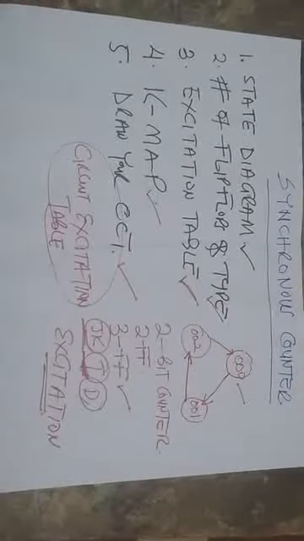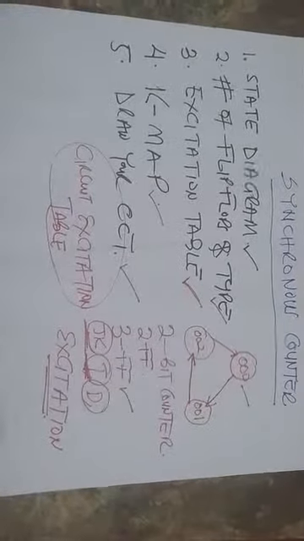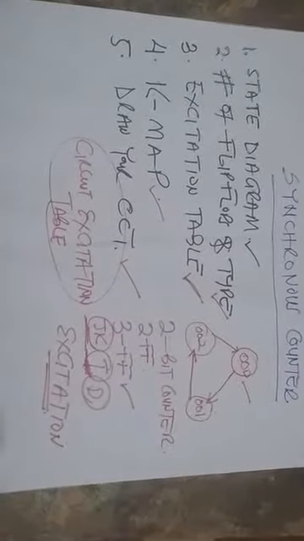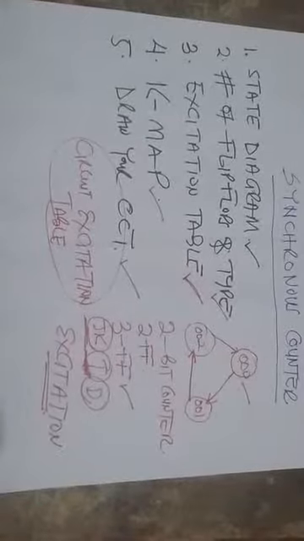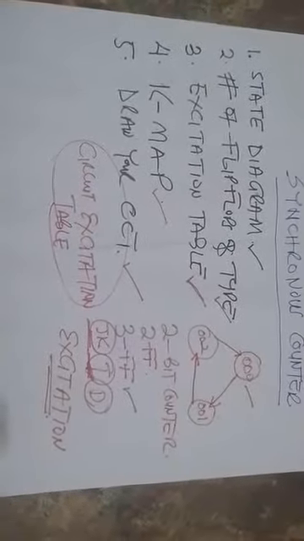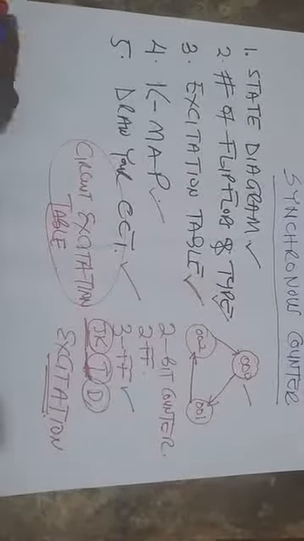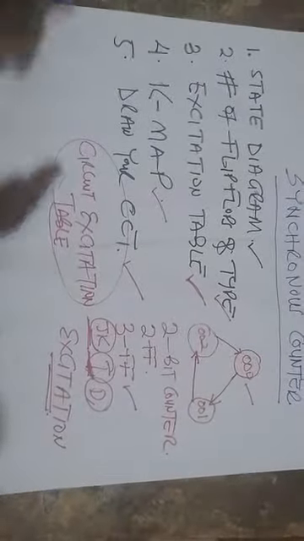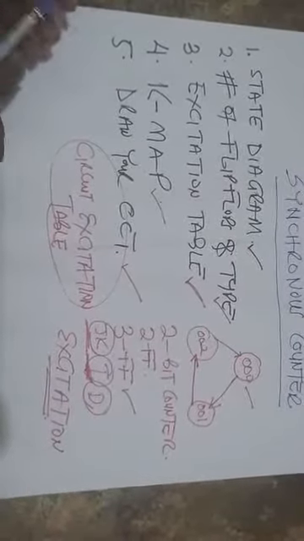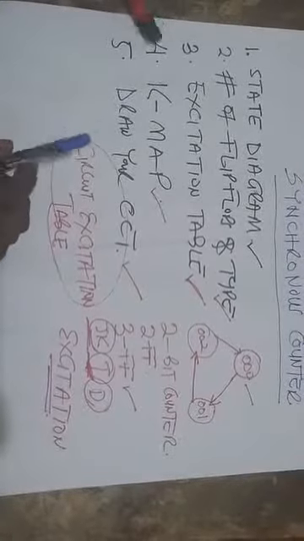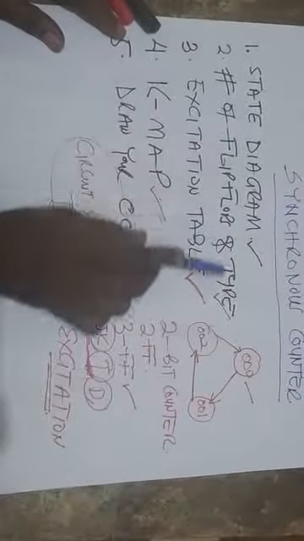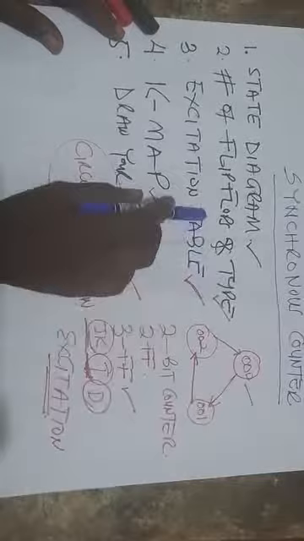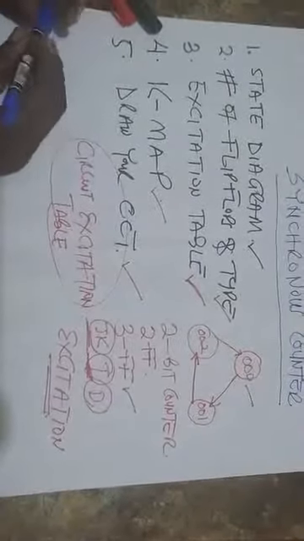You draw the state diagram. You determine the number of flip-flops you are going to use and the type of flip-flop. Remember, in examination, I will tell you the type of flip-flop to use so that everything will be uniform. But on your own, when you want to design any synchronous counter, you determine the type of flip-flop and then the number of flip-flops that you use.